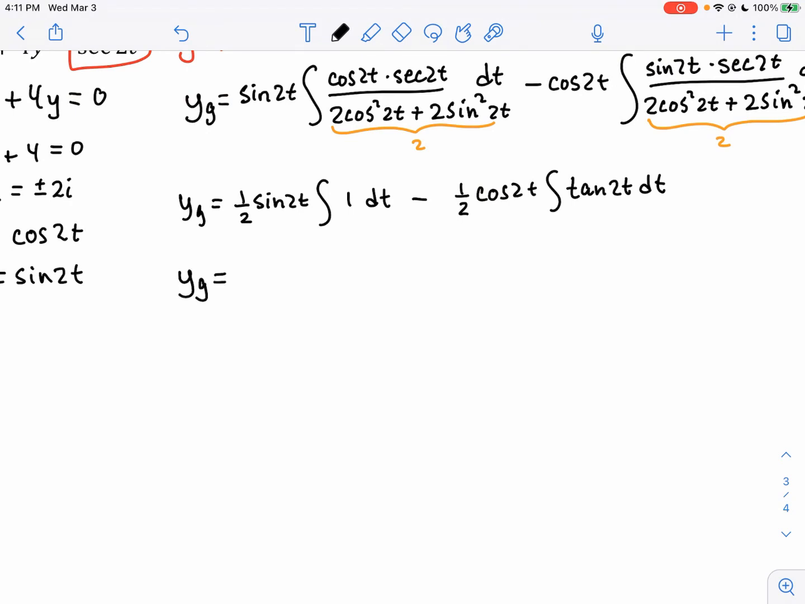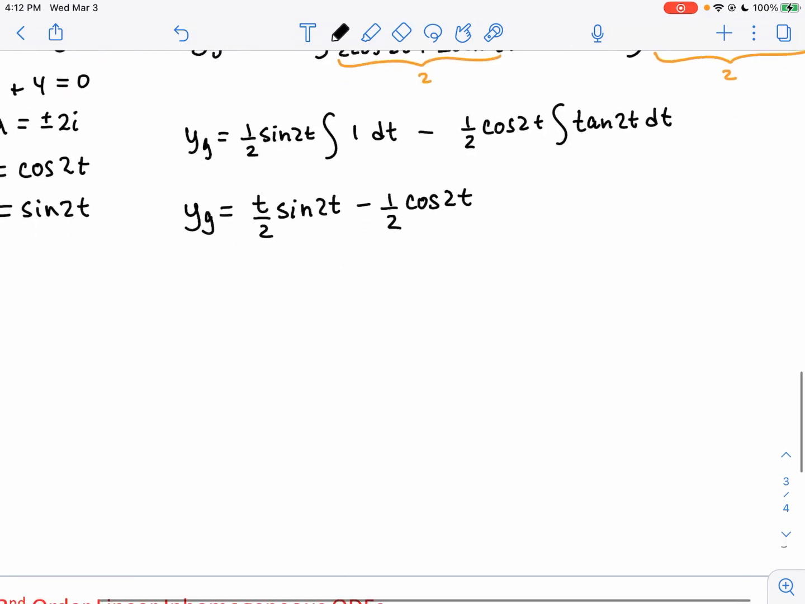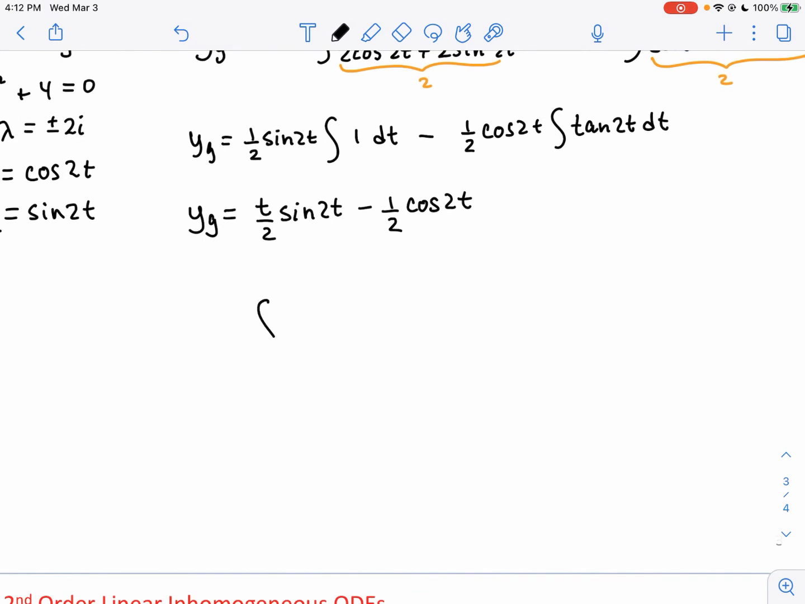Let's keep going. The integral of 1 is just going to be t, so we have essentially t halves now. Sine 2t is our first part. Then minus 1/2 cosine 2t. Now, what is the antiderivative of tangent 2t? Let's do a quick brainstorm. If you remember the integral of tangent x dx, this is a natural log of secant of x. If this becomes a 2t instead, then we're going to have a 2t here, but to reverse the chain rule, we have to multiply our answer by a half to counter the chain rule.